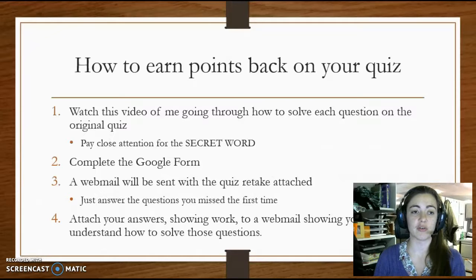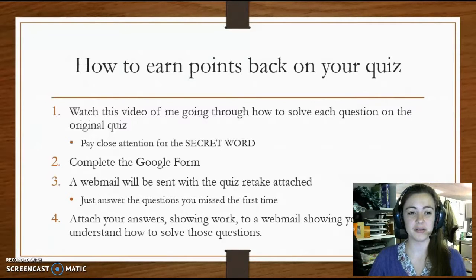You just have to answer the questions that you missed the first time. This is showing that you have mastered all the concepts. If you got a question right the first time you took the quiz, we assume you understand that concept. You do not have to retake that. After you answer all those questions, make sure that you show your work. You can print off the retake or do it on a separate sheet of paper, whatever works best for you, and then send that back to us, letting us see that now you understand the concepts, and we'll adjust your quiz.